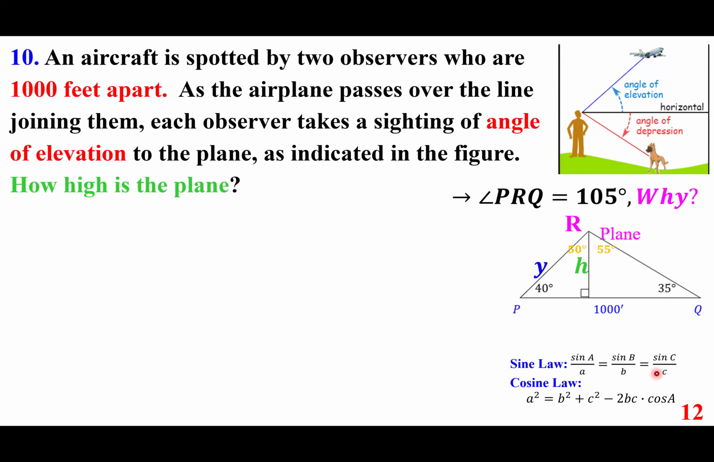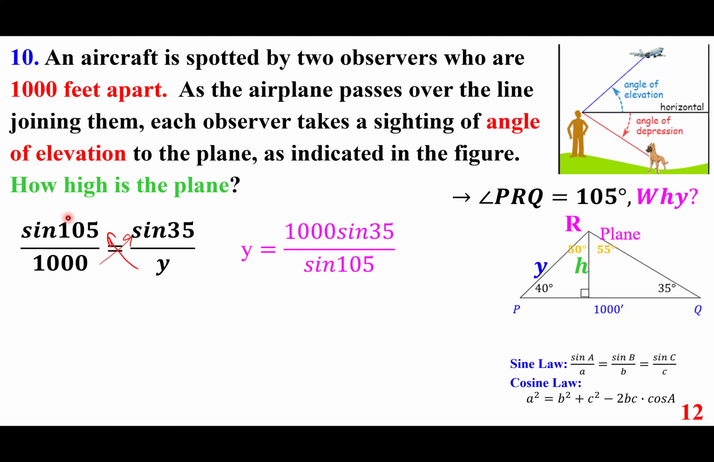If this is 105 and we use the sine law, we can say sine of 105 over 1000, because this side is given. We have to go with the sine law. And it's sine of 35 over y, because we can find y and then h. Cross product means y is the product of these two divided by sine of 105. You put that into a calculator and it results in y, or the distance of PR, to be 593.81, let's say about 594 feet.